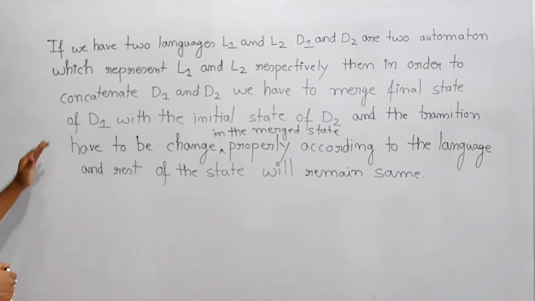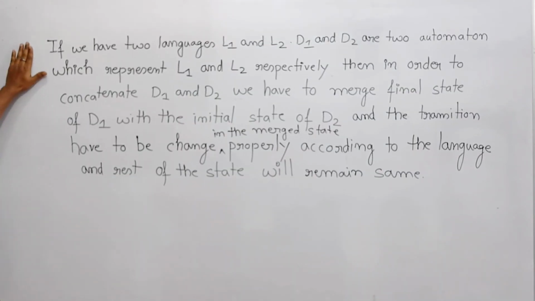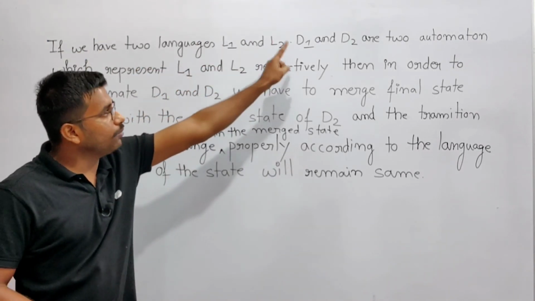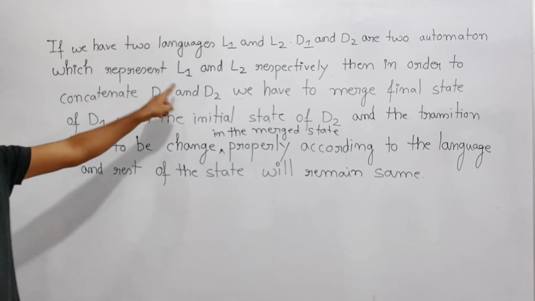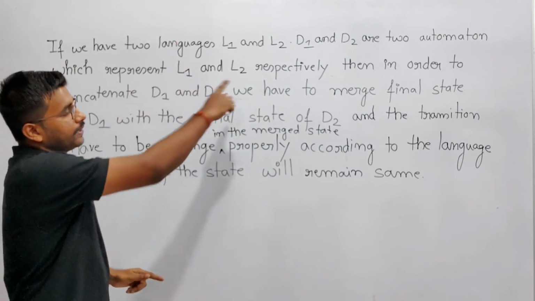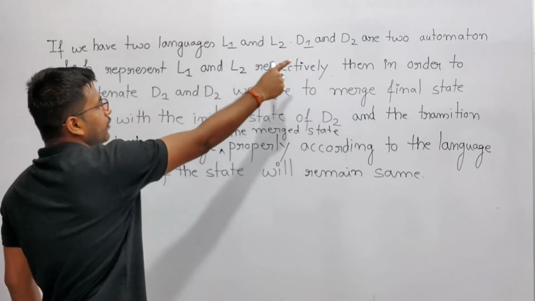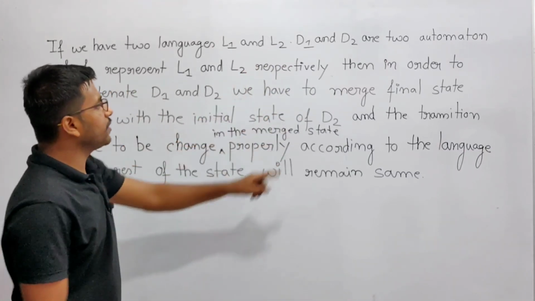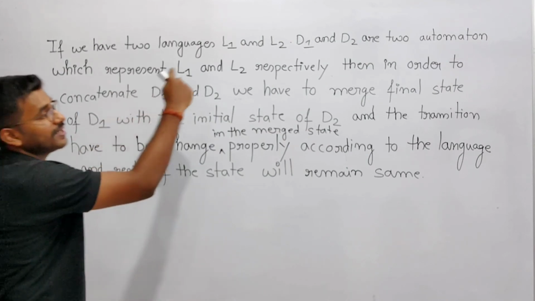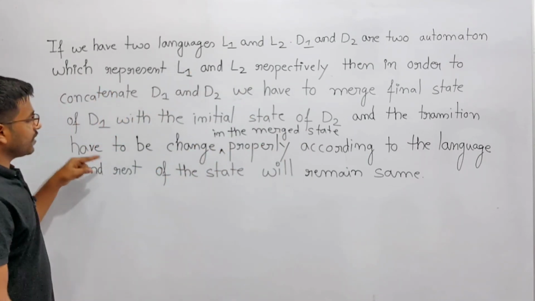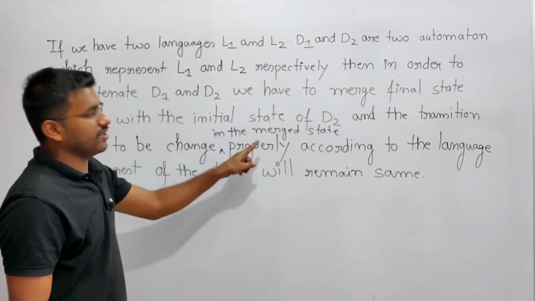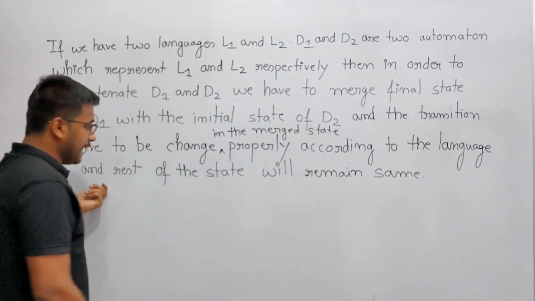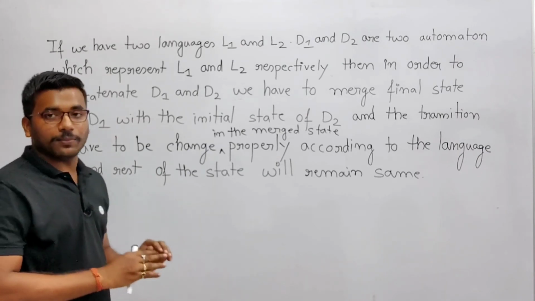I have written the notes for you, so you can write them in your notebook. If we have two languages L1 and L2, and D1 and D2 are two automata which represent L1 and L2 respectively, then in order to concatenate D1 and D2, we have to merge the final state of D1 with the initial state of D2. Then the transitions have to be changed in the merged state, properly according to the language, and the rest of the states will remain the same.